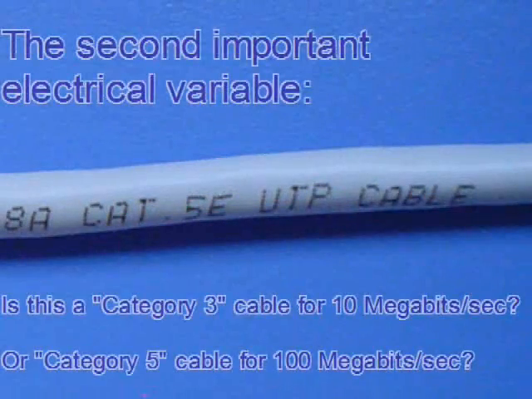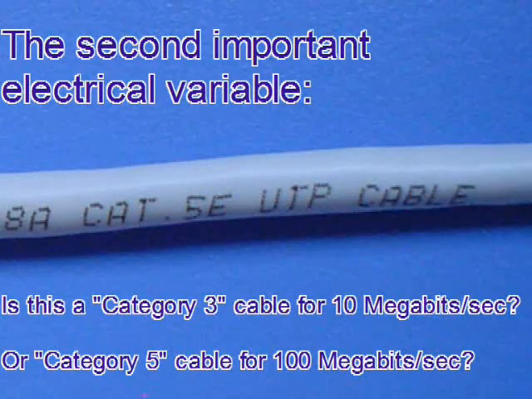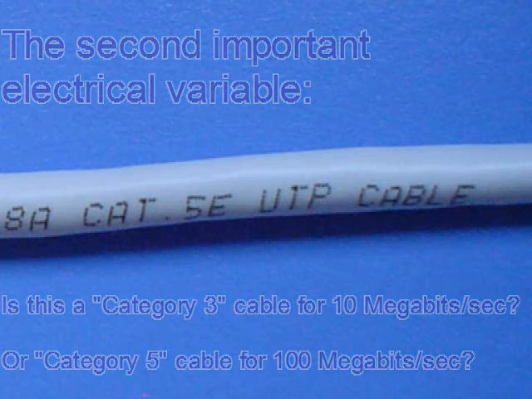The second of two fundamental electrical characteristics has to do with what they call category. Higher category numbers indicate greater quality and a better ability to handle fast information. The quality of these cables has to do with the materials from which they are made, the number of twists per inch, the way they are put together, and the ability of the cable to carry high-speed data.